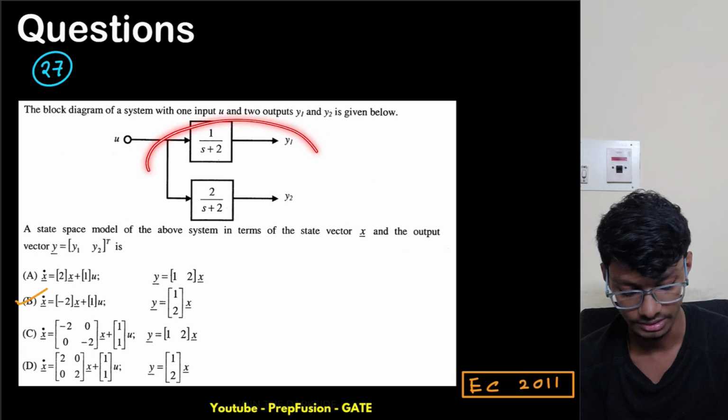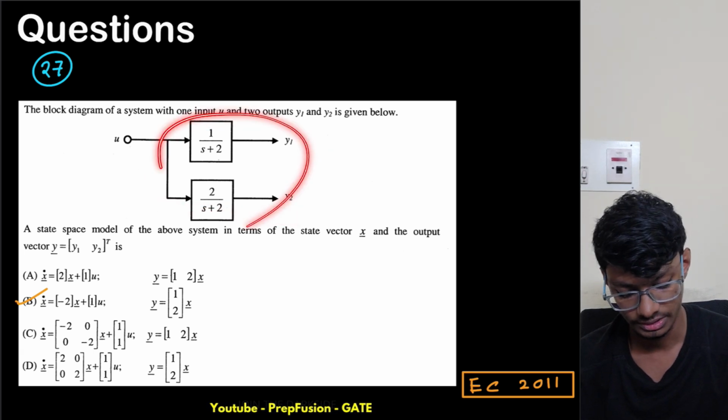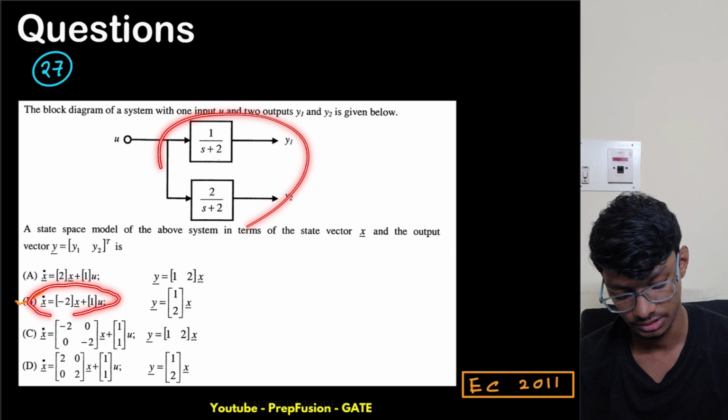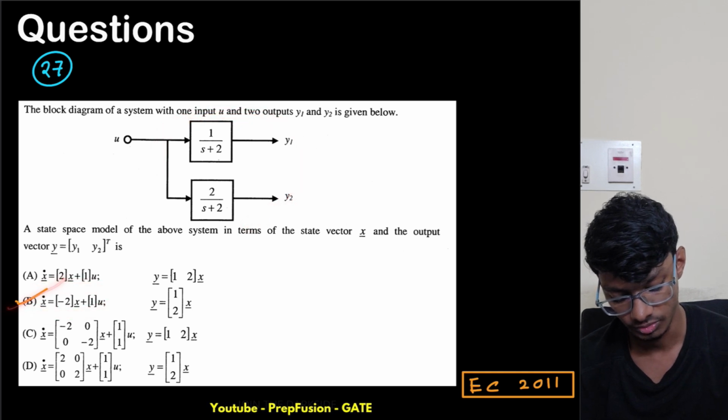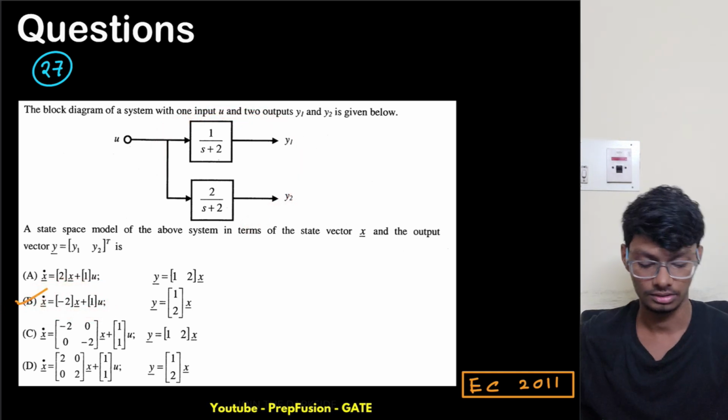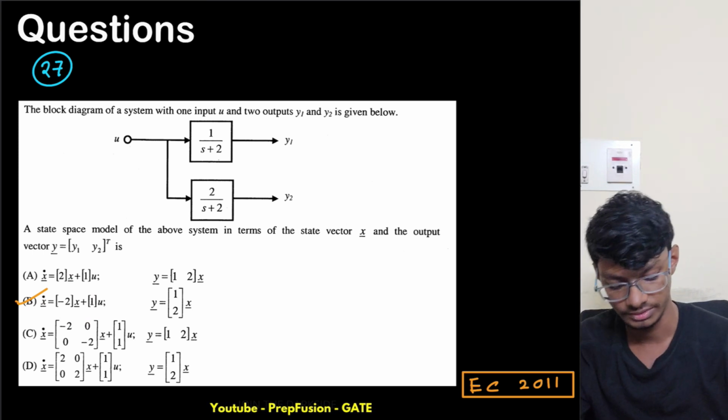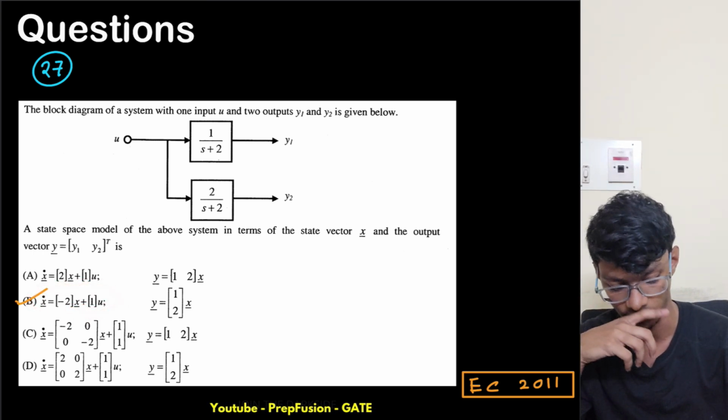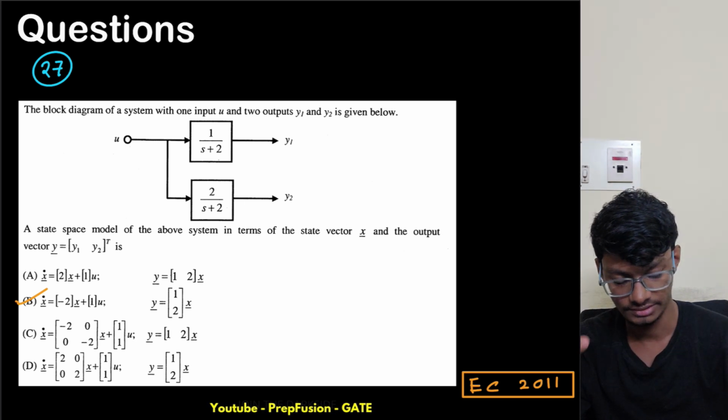Just by this, we have only one state equation. So this will be my option B only. The order of the state variable is 1 only. So yes, this is my option B here, and this is my answer for this question.